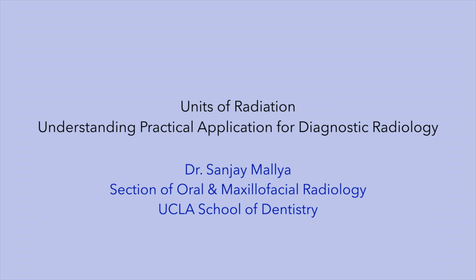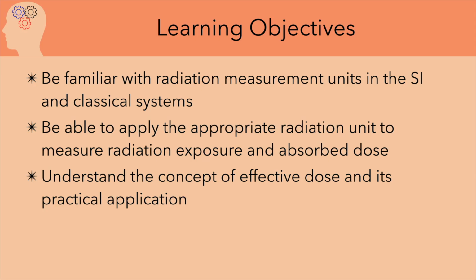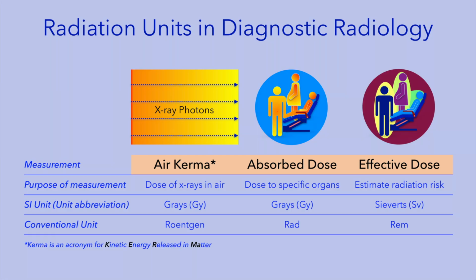To communicate the amount of radiation or the risk from radiation exposure, we use specific units. In this video, I will describe the radiation units in the SI and classical systems and discuss their appropriate application for diagnostic imaging. From a perspective of diagnostic radiology, the three pertinent units are air kerma, absorbed dose, and effective dose, and we will discuss each of these individually.